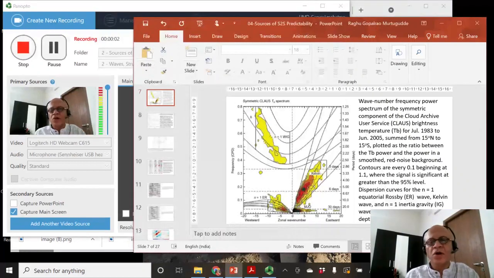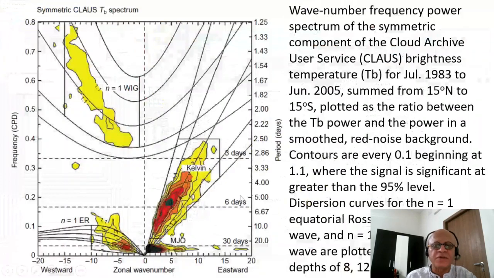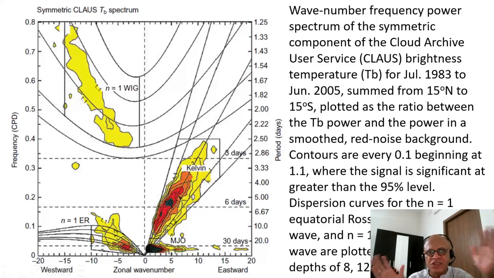Moving forward with the MJOs, I mentioned waves already. So we can start by looking at the wave number frequency diagram for the OLR. Here it is the cloud top temperature actually from July 1983 to June 2005, summed from 15 north to 15 south, which tends to be the meridional region band in which MJOs propagate. So they are plotted as the ratio between the TB power and power in a smooth red noise background.